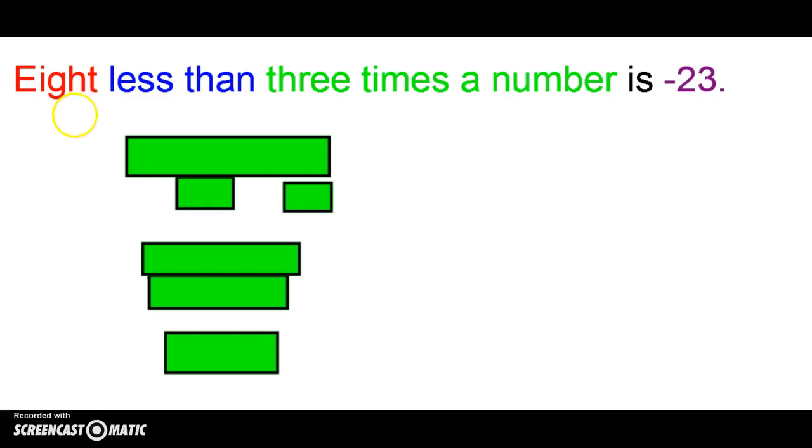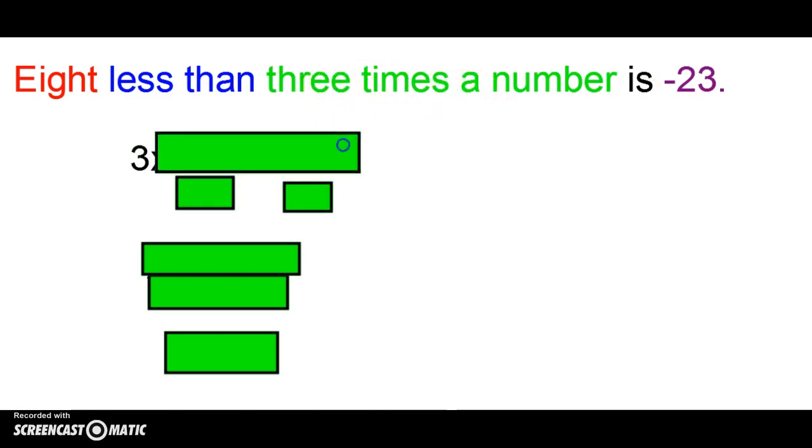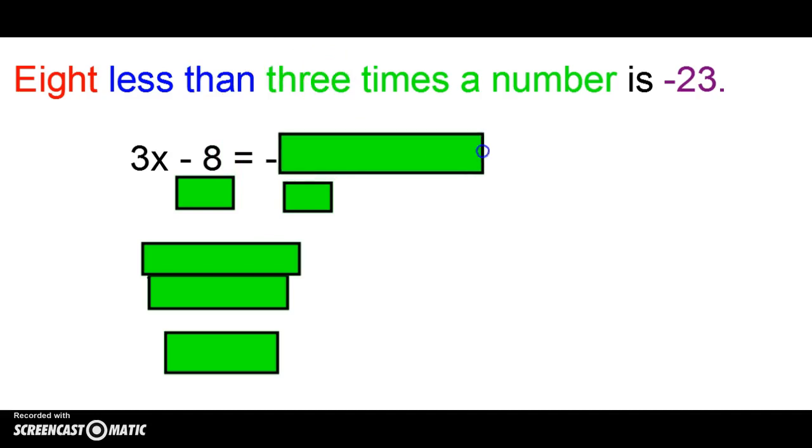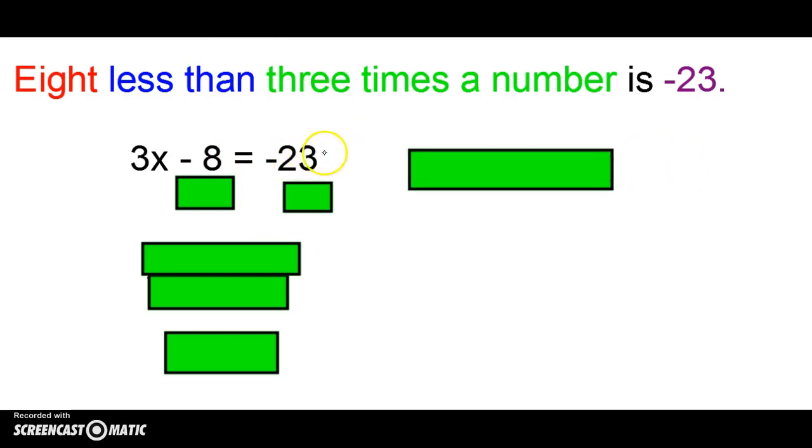Here we go. 8 less than, so that means you're subtracting 8 from whatever comes next. 3 times the number is negative 23. So you would have 3 times a number, or 3x first, and then 8 less than that, so say minus 8, equals negative 23. Now they may just have you stop right there, but then there are some examples that do want you to finish the problem, and I'll do that real quickly.